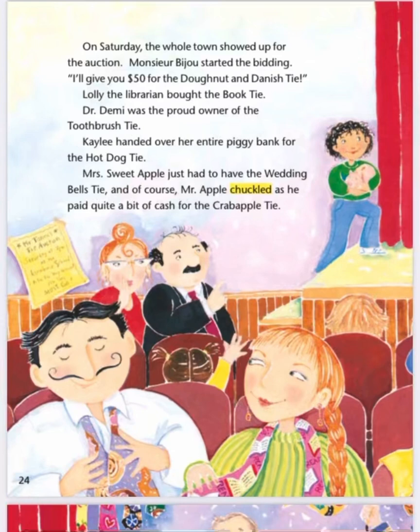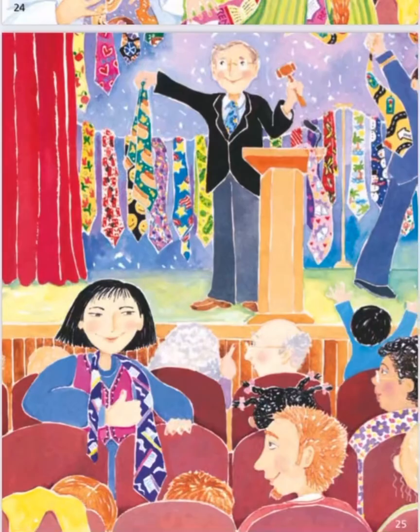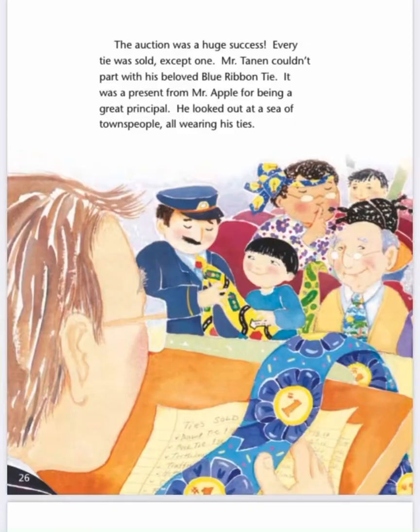And of course, Mr. Apple chuckled as he paid quite a bit of cash for the crab apple tie. The auction was a huge success. Every tie was sold except one. Mr. Tennant couldn't part with his beloved blue ribbon tie.